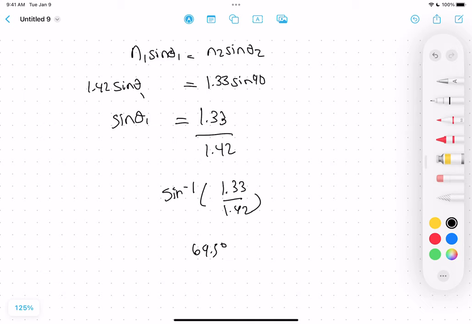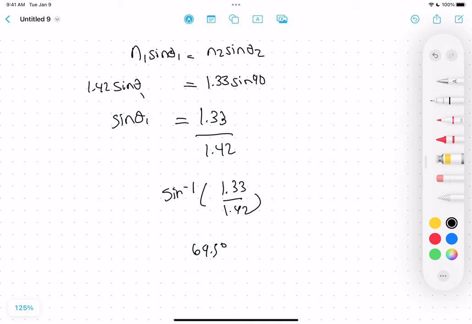So if you have N1 sine theta 1 equals N2 sine theta 2, N1 is the first index of refraction, which is the oil, 1.42, times sine theta. We want to figure out this angle, which is the critical angle that would cause total internal reflection. Our second surface, N2, is the water, which is 1.33, and we observe this critical angle when the refracted angle is 90 degrees, because that's the max. At that point it'll go upwards again, reflection. Sine 90 is just 1, so you divide over the 1.42. This is still N2 over N1 equal to sine theta 1, and you take the inverse sine of that.